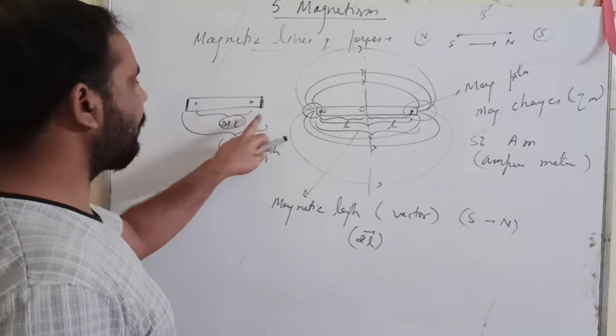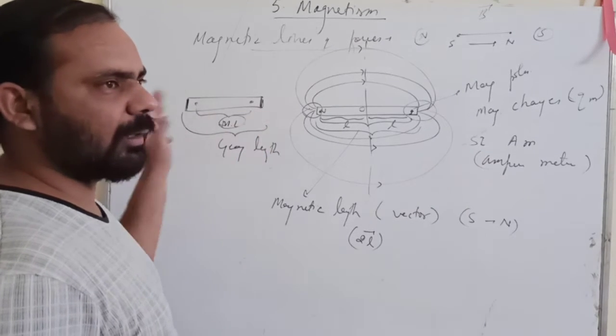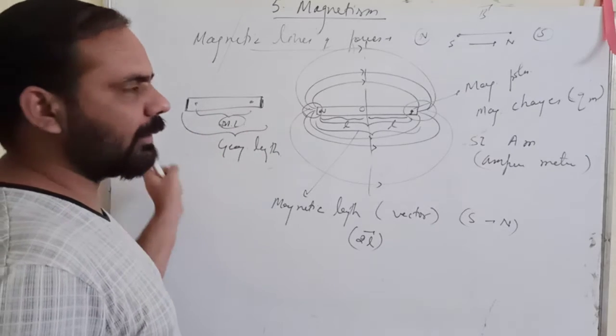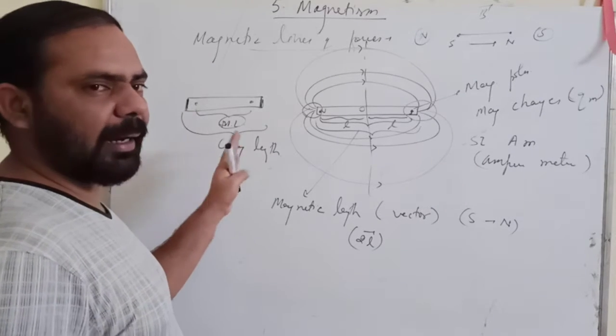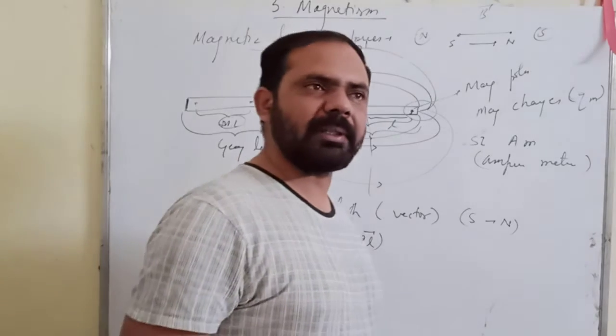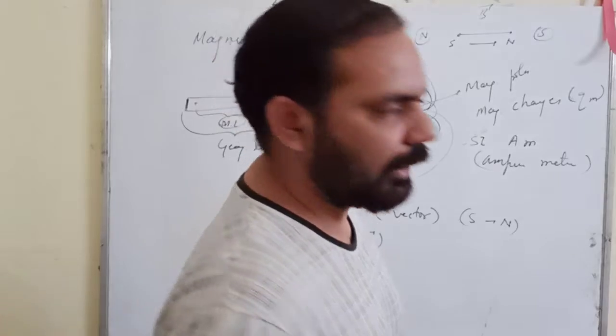Okay, the gap between the edges, the ends of the magnet, is the geographical length, and the gap between the poles is the magnetic length. And magnetic length is always less than the geographical length, practically.